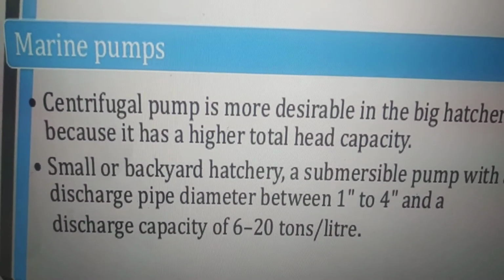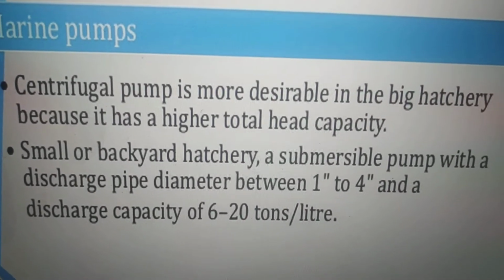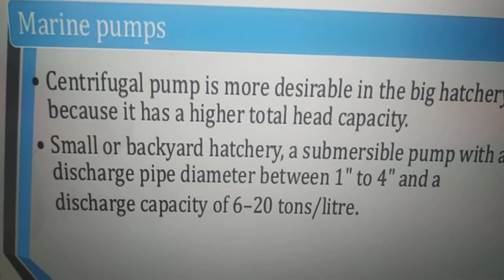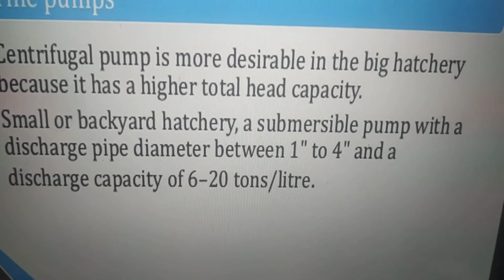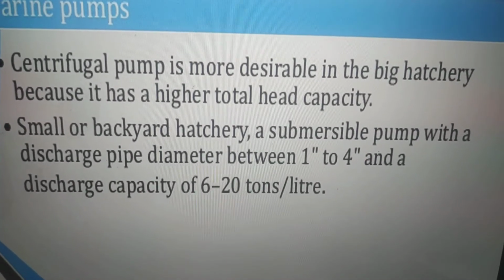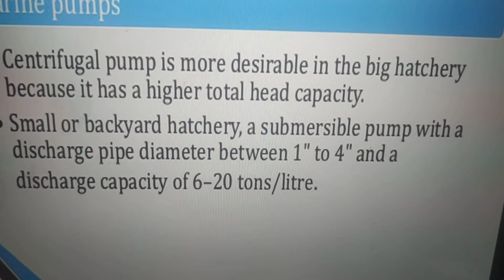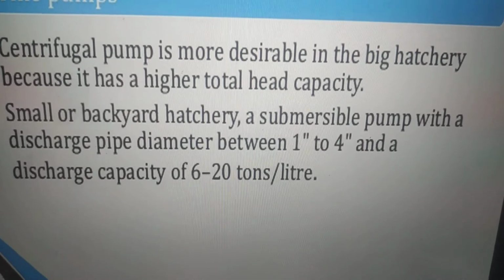Marine pumps. Centrifugal pump is more desirable in a big hatchery because it has higher total head capacity. In a small or backyard hatchery, a submersible pump is used, with a discharge pipe diameter between 1 to 4 inches and a discharge capacity of 6 to 20 tons per hour.